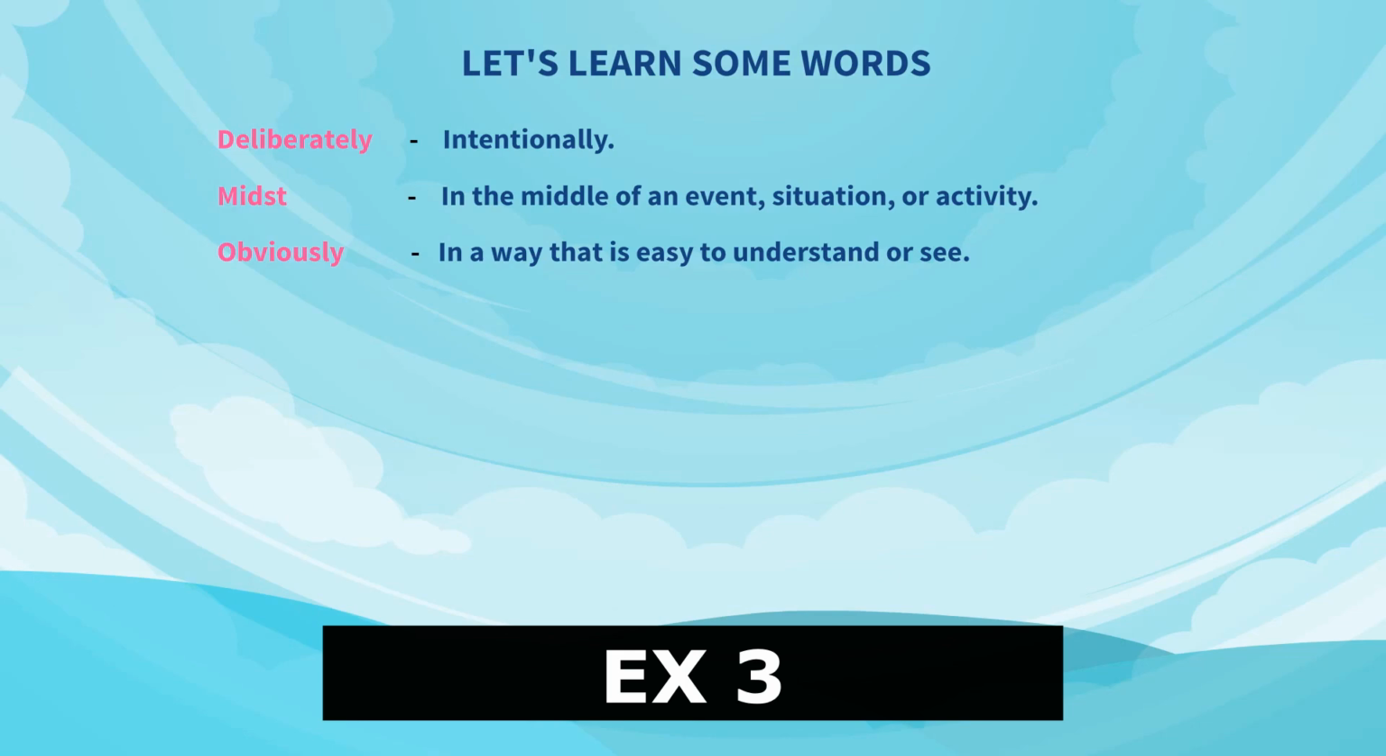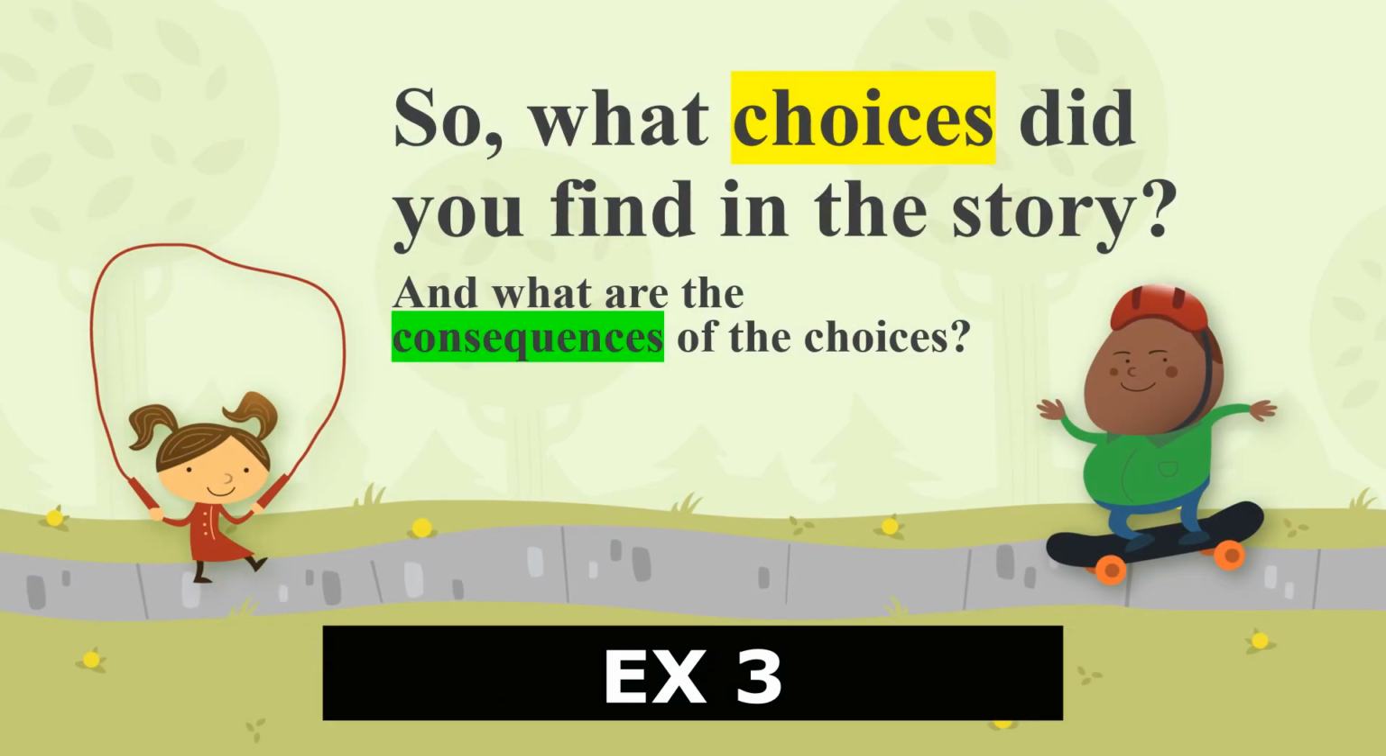Okay, so you have watched the story. Now, what choices did you find in the story? How many choices? And what are the consequences of the choices? Like what we did in the first video, I want you to list down at least 2 choices that happen in the story, and who are making the choices, and what are the consequences of the choices. So this is your 3rd exercise for today.